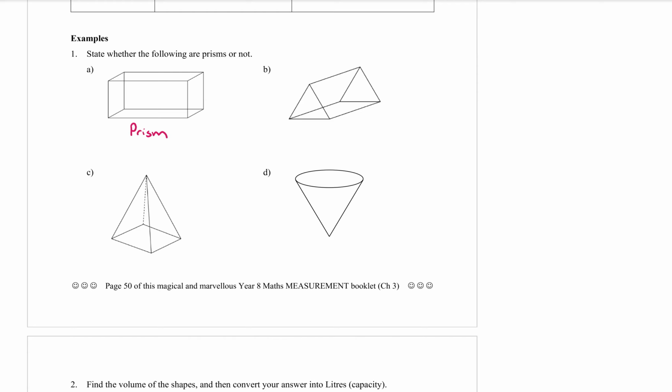Part B has a triangle on the front and the back. And if I was to cut it up, all those little triangles would be the same size, so it is also a prism.